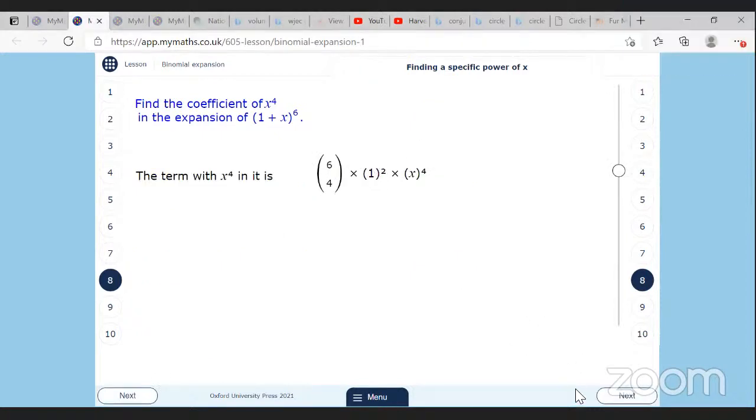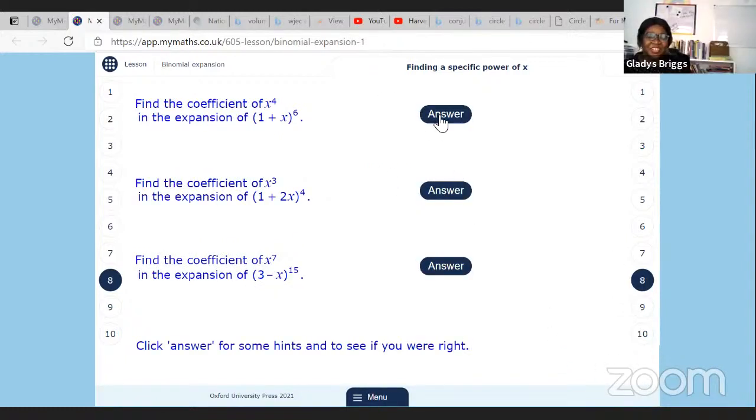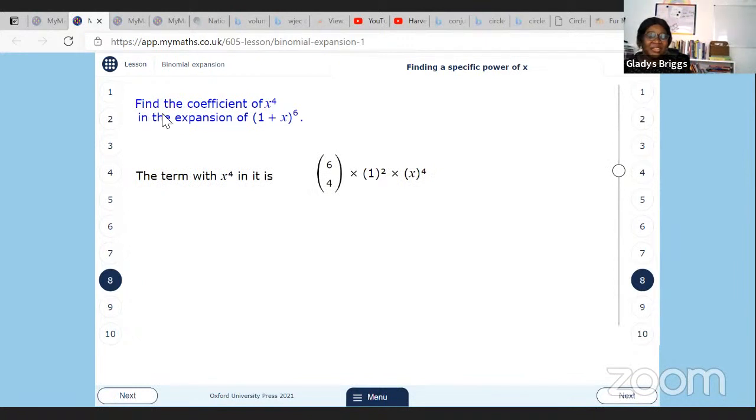I got 6x times 15x squared times 20x to the power of 3. Oh, so hang on a minute. I just wanted us to do the expansion of that. So yeah, of course they've done it differently.